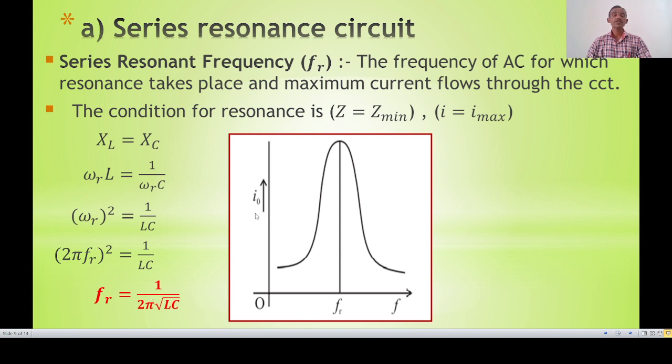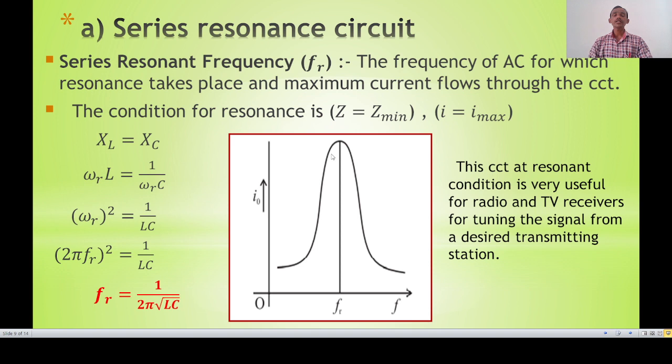If we plot the graph of current flowing through the LCR series circuit versus frequency, we get the graph as shown in the figure. At some frequency FR, we get the maximum current flowing through the circuit, and at that time the impedance becomes zero. The impedance becomes zero, therefore the maximum current flows through the LCR series circuit. At that resonant frequency FR, XL becomes equal to XC.